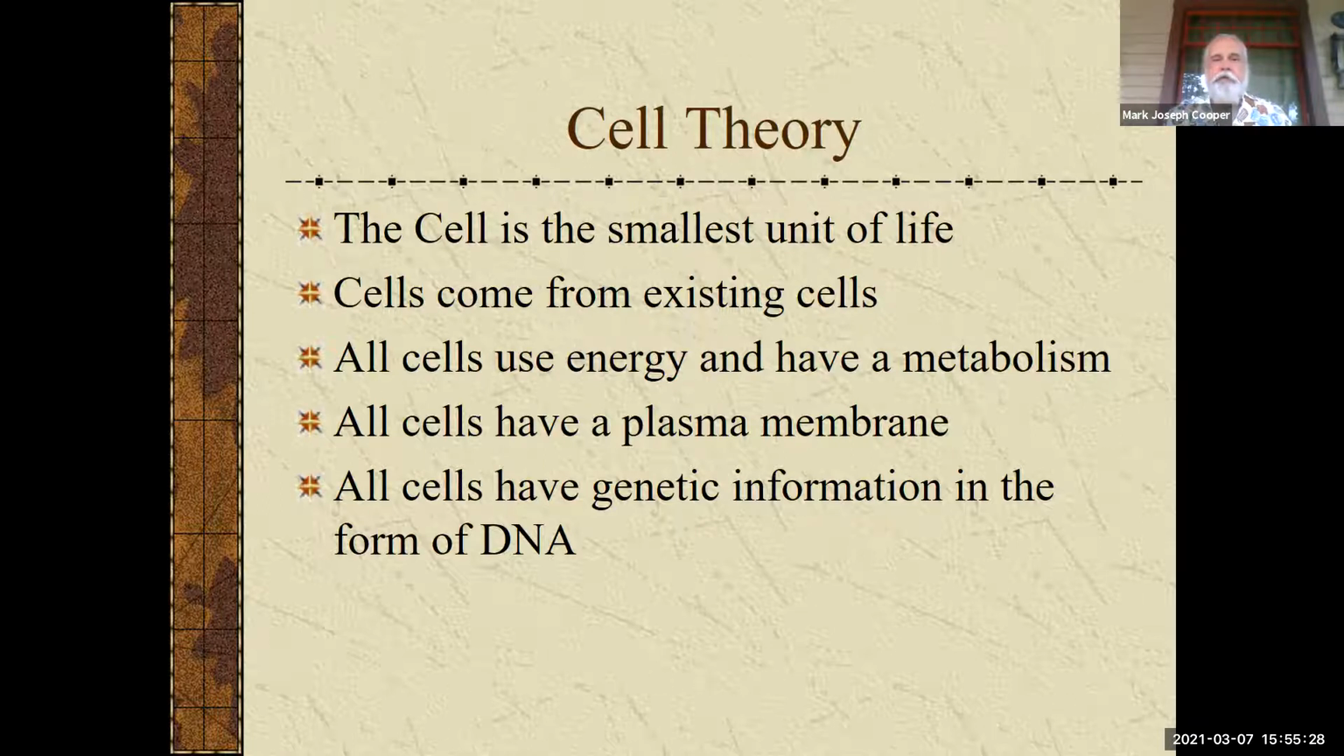All right, the next one is all cells use energy and have a metabolism. That's one of those properties of life. All cells have a plasma membrane, which separates the living from the non-living. And all cells have genetic information in the form of DNA. There are some viruses, and we don't talk a lot about this, but their genetic material actually is not DNA, it's RNA. And so that's maybe another hit against viruses being alive, but again, those properties could change.